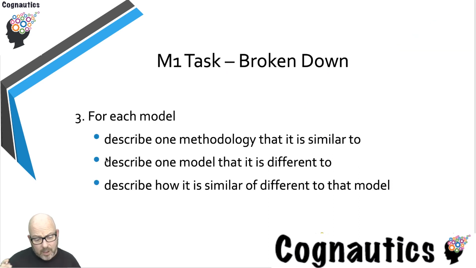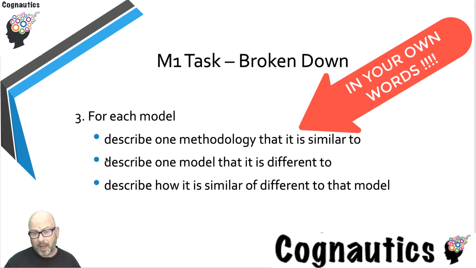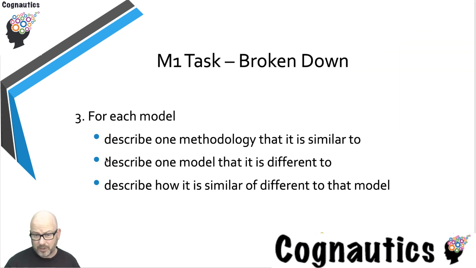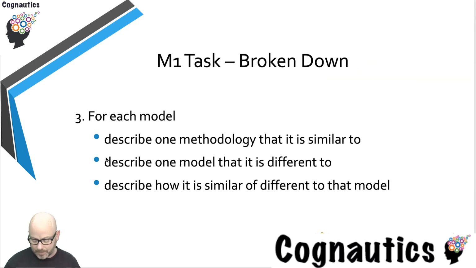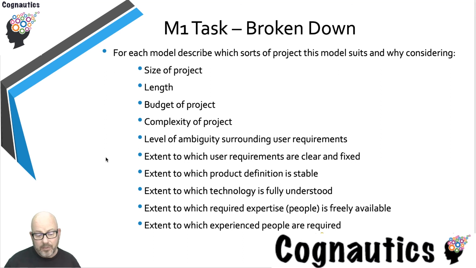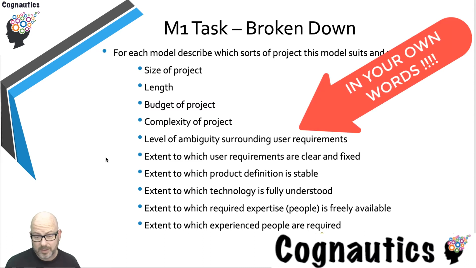Then, for each model, describe one methodology that it's similar to. So for example, you could talk about the agile methodology being similar to the spiral because it follows the same sort of pattern, and then talk about how and why it's different. Having done that, then you need to talk about what kind of projects these different models suit. And these are the sorts of areas you should be looking at.